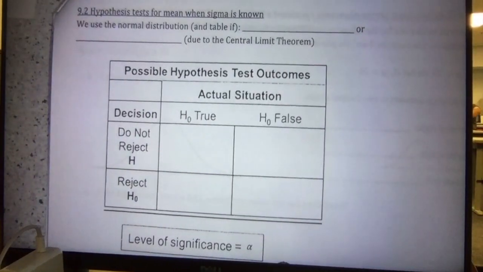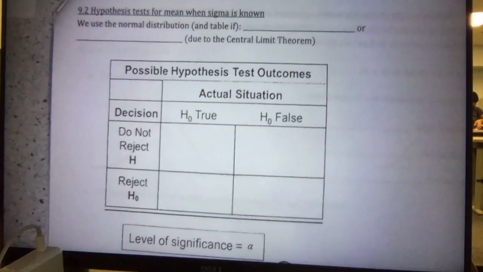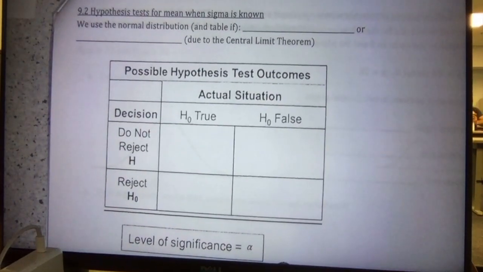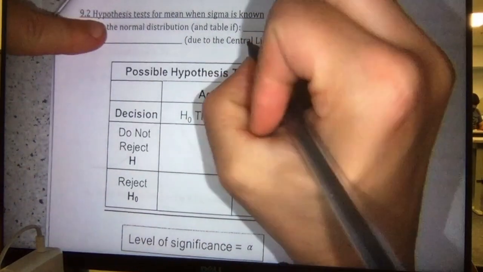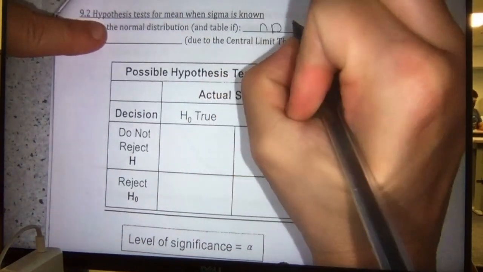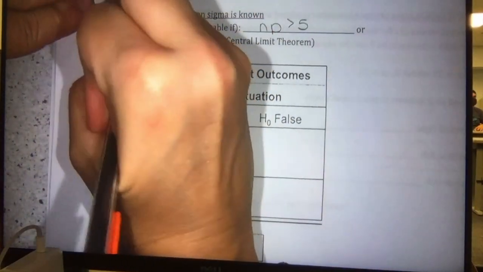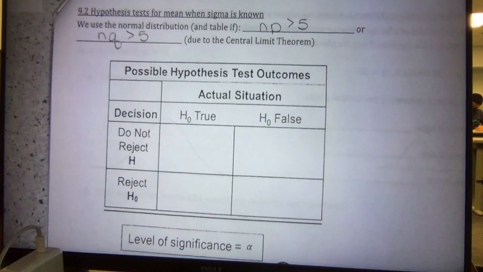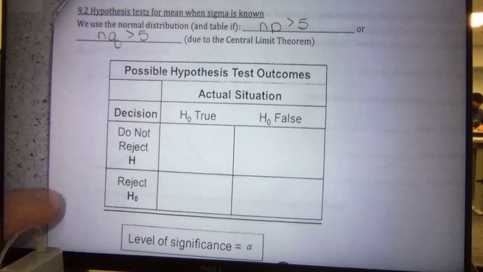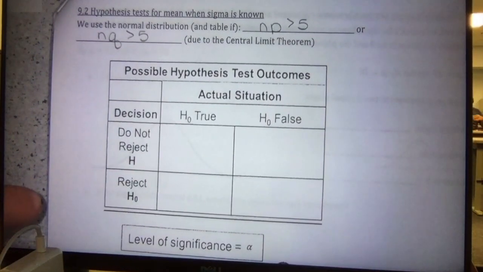9.2 is hypothesis test for our mean when our sigma is known. So whenever we use a normal distribution, and our table is when n times p, we talked about this earlier, is greater than 5, or n times q is greater than 5, due to the central limit theorem. And then we want to talk about our errors again. We kind of talked about it before. Let's talk about it again.